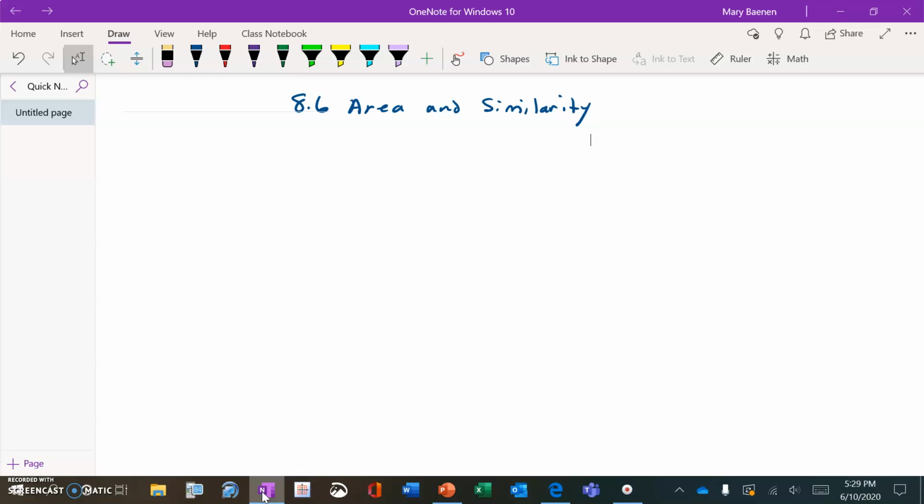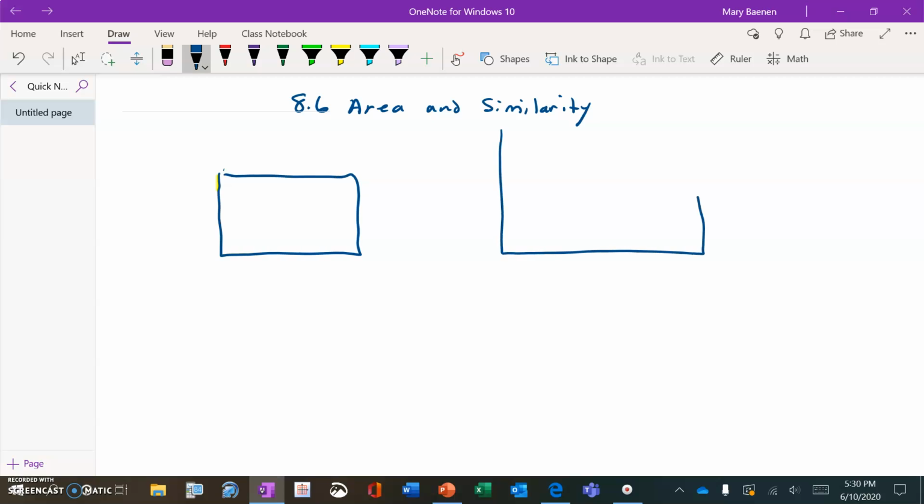So I'm going to draw two rectangles. Here's one, and I'll draw the other one bigger than that. And I will say that these are similar. I'll make this side be 6 and the corresponding side be 9. This is 10 and the corresponding side is 15.